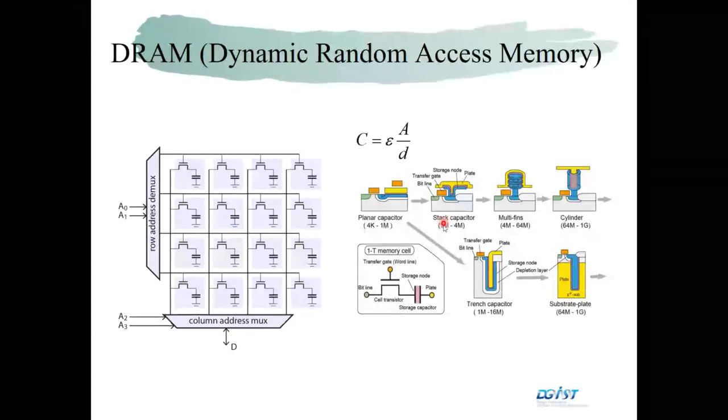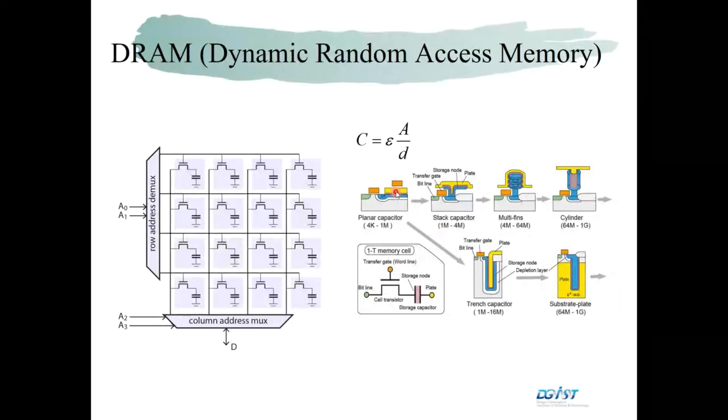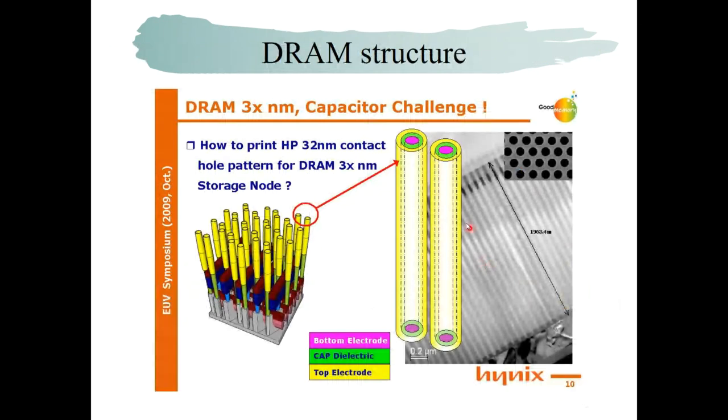Okay, so people try to make a smaller capacitor, but they want to keep this capacitance. So there are two strategies. One is they make a stack of the capacitor in this multiple shape, or they make some cylinder shape to keep this area. And as a result, this very strange shape of the capacitor is the modern DRAM shape.